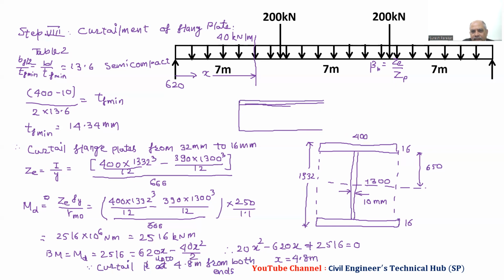This is 16. And after this, it will go to 32. But we have a slope of 1 in pi over there. Then it will be 32 afterwards. So here we have this value that is 32 millimeters, and here we have 16 millimeters. And the distance, till this, we have this value that is 4.8 meter. I have shown it in the thumbnail, you can see it. So this is step number 8, which is curtailment.